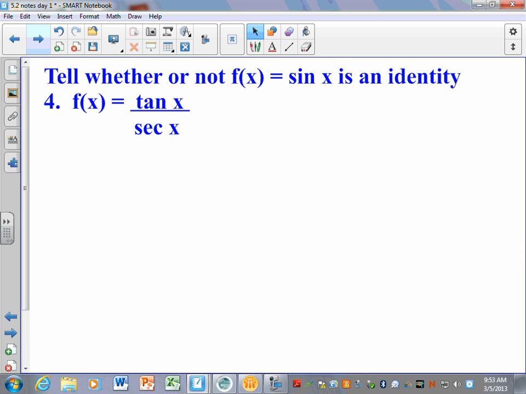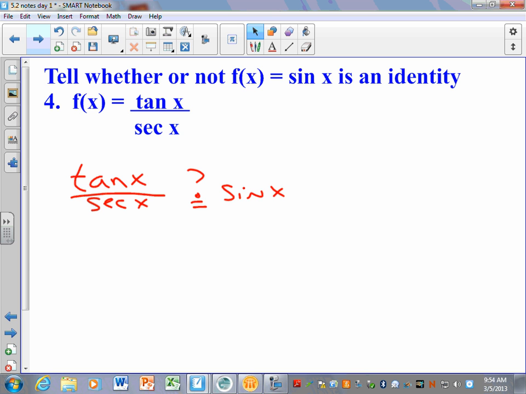And so they give you f of x equals tangent of x over secant of x. Now this is an example of a problem that you might get that doesn't work. On the other directions, if it says prove this identity, it will always work. That's why the work in between is so important. But this is an example where they want to know, is this true or not? Does tangent of x over secant of x equal sine of x, is what they're asking you to show. And you might get to say no on that, because it might not work.